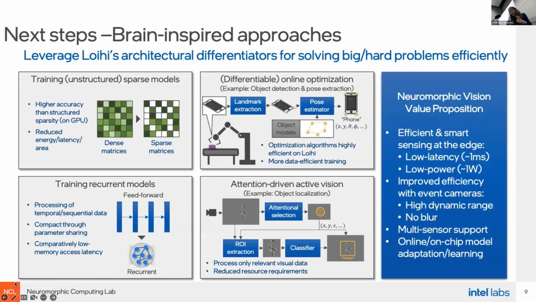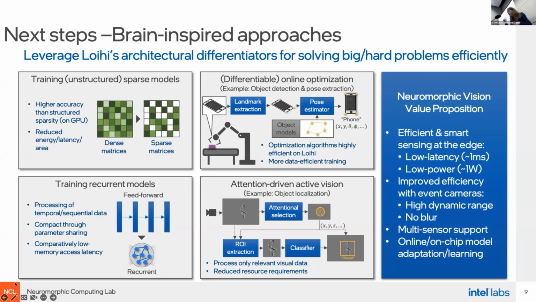In the future, we would like to develop algorithms that go beyond just deep learning and develop algorithms that really exploit all the features of this asynchronous, massively parallel architecture with fine-grained parallelism. One of the methods is training sparse models, so really exploiting sparsity that can be enabled on chip. Training recurrent models, because the main feature of spiking neural networks is that you have this recurrency and statefulness of your computation inherent in the hardware. So instead of unfolding your recurrent network in time, you just train the recurrent network directly.